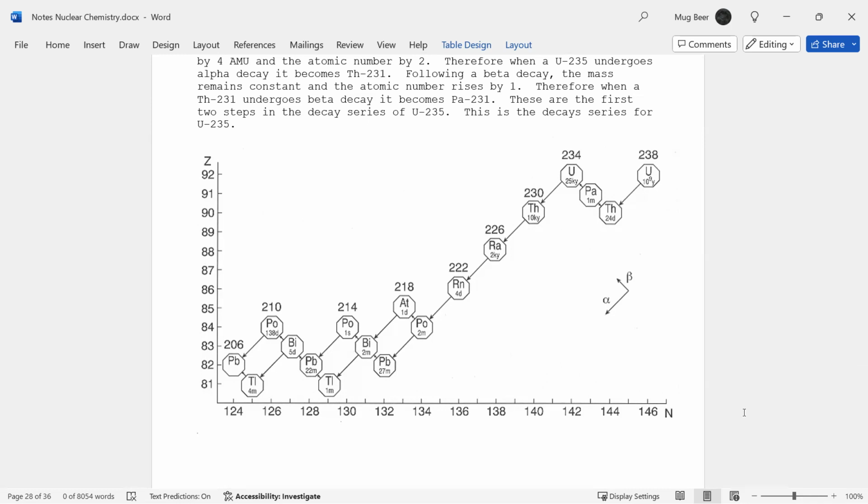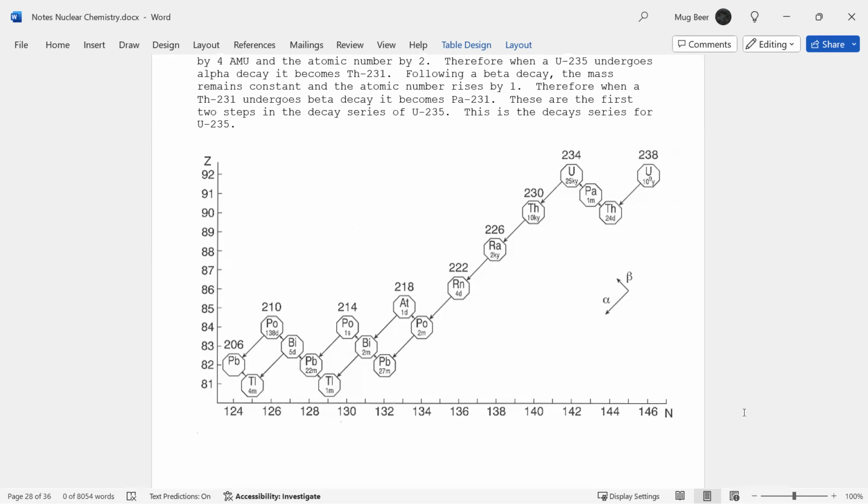That's what these things are. So billion years, 24 days, 1 minute, 25,000 years. You can see all of these different half-lives, until we get down to this lead that doesn't have a half-life here. So lead-206 is not radioactive. It's stable.